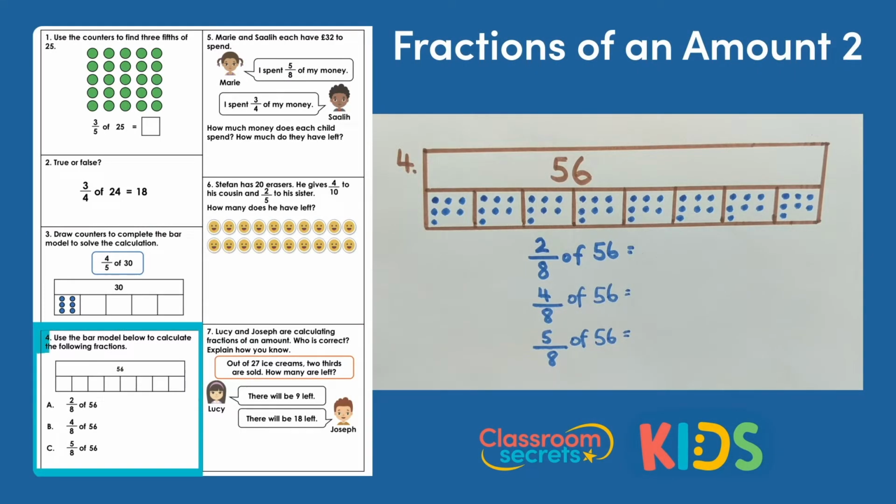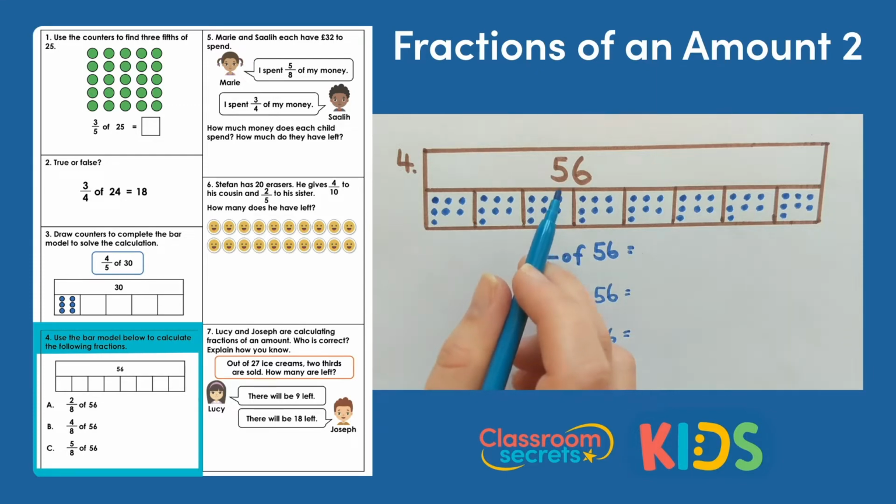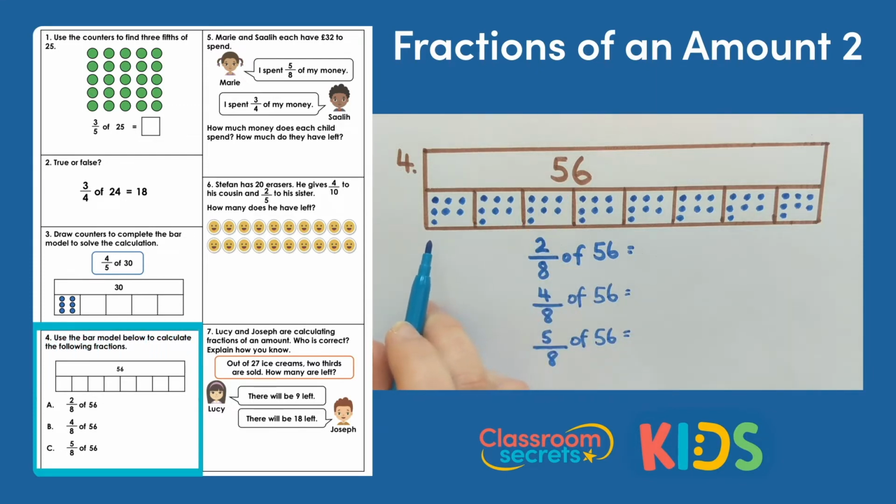For question 4, we have been given a bar model. It has 56 in the top row. It has been split into 8 equal parts on the bottom row. As you can see, I have already divided 56 dots into the 8 equal groups. This information will help me with working out the answers to these calculations below. So as you can see, there are 7 dots in each part. 1, 2, 3, 4, 5, 6, 7. So I know that 1/8 of 56 equals 7. This information will be very helpful.